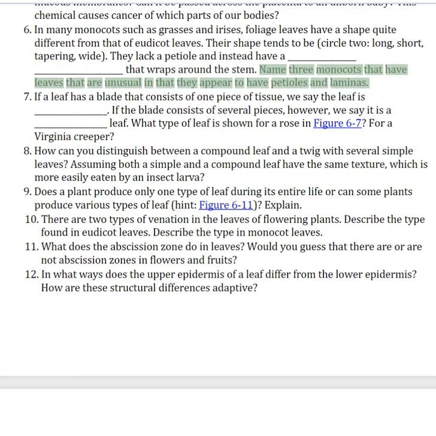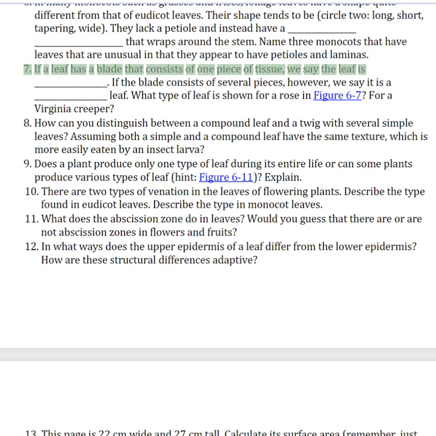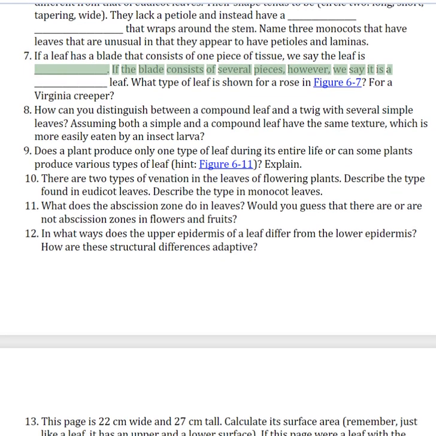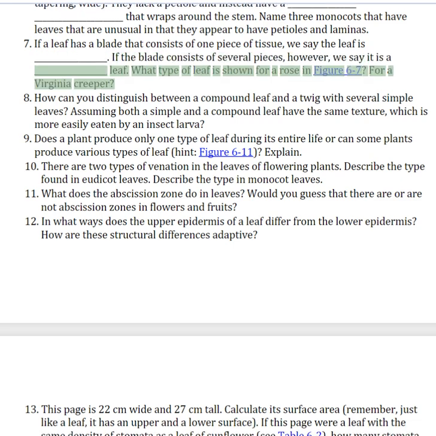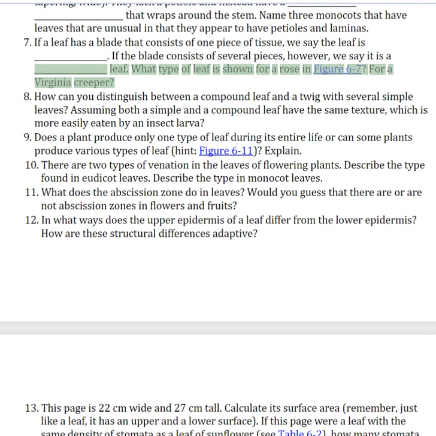Name 3 monocots that have leaves that are unusual in that they appear to have petioles and laminas. 7. If a leaf has a blade that consists of one piece of tissue, we say the leaf is ___. If the blade consists of several pieces, however, we say it is a ___ leaf. What type of leaf is shown for a rose in figure 6-7?